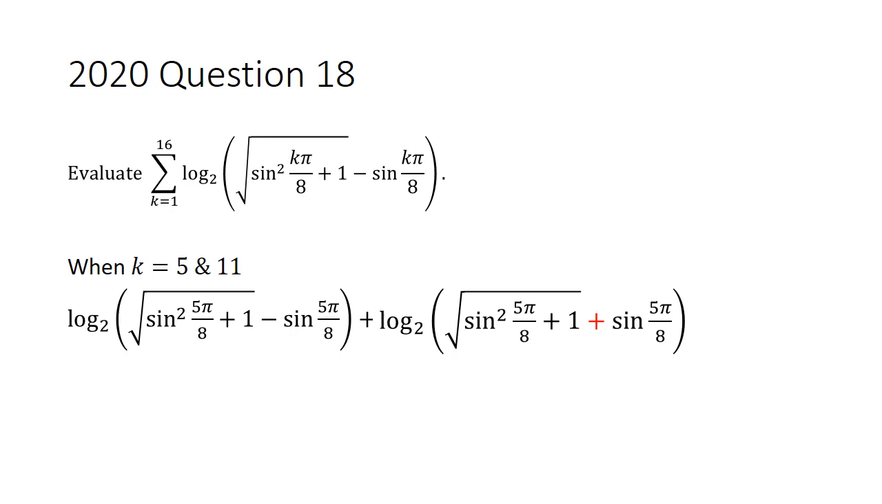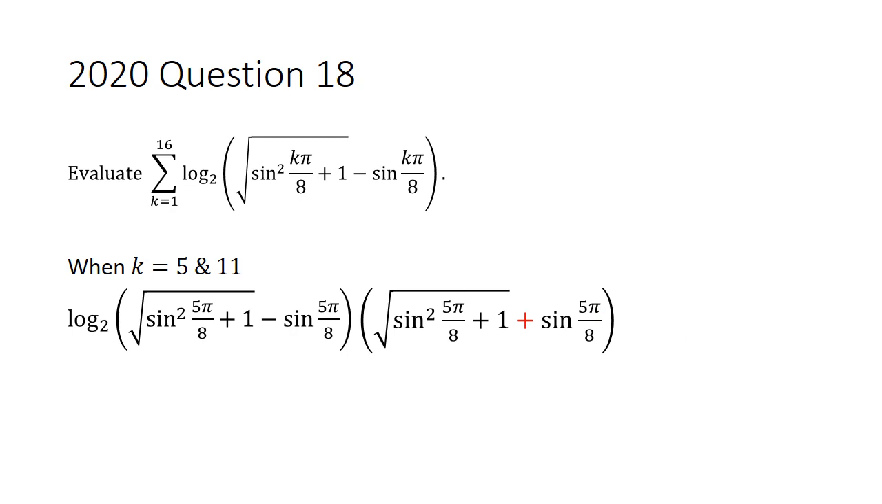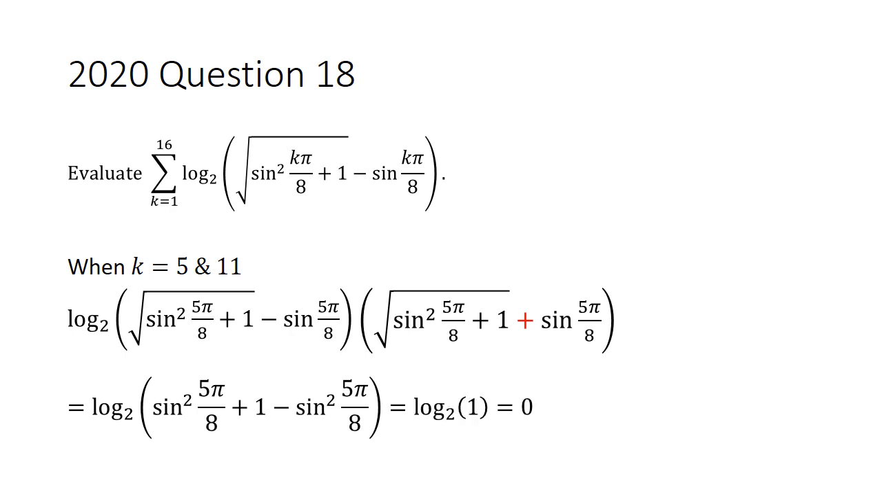Same thing again, there will be a plus. I can use the product law again to combine the two logs together. I can expand the brackets. This is a minus b times a plus b situation again. I'll get the a square minus b square, which will just give me a sine square 5 pi over 8, which will also subtract and cancel away the negative sine square 5 pi over 8. And I'll get a log base 2 of 1, which is still 0.